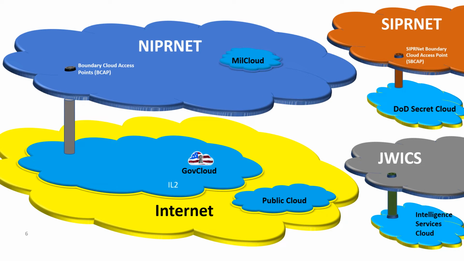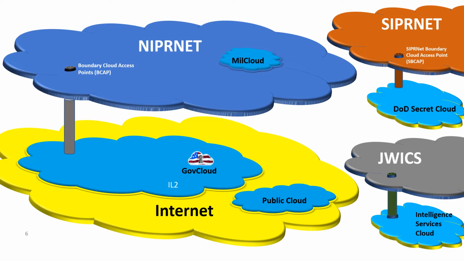Connecting from the numerous global networks requires a networking concept called an access point. In the diagram, you can see how NIPRNet is connected to its cloud data centers on the Internet through a dedicated boundary cloud access point, also known as the BCAP. The government cloud is a set of cloud data centers used by many government organizations. These include other federal agencies, state government, city governments, and even police departments.